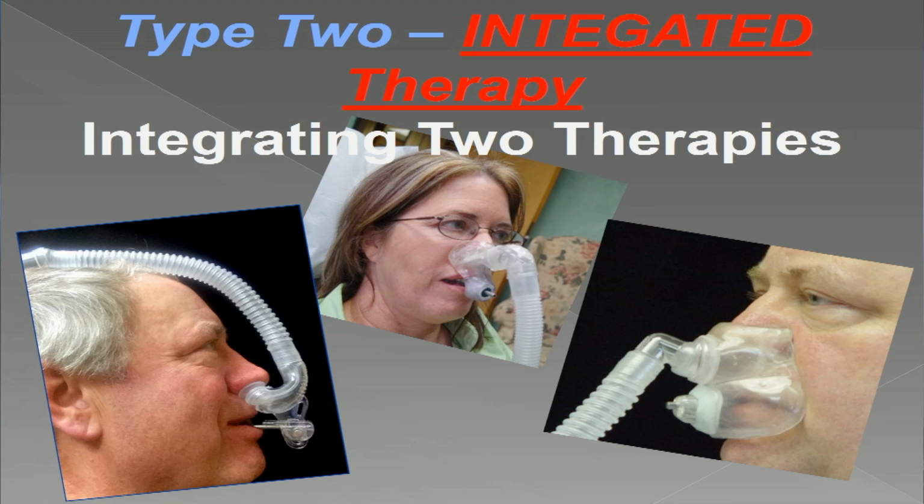Type 2. Type 2 is integrated therapy. Now we are integrating the two therapies together into one. The key is the interface between the CPAP and the treatment in the head. And these are a couple of samples here of the devices, which I'll get to more in a few minutes here. But the image on the left there, that's a TAP-PAP CS. CS stands for chair side.